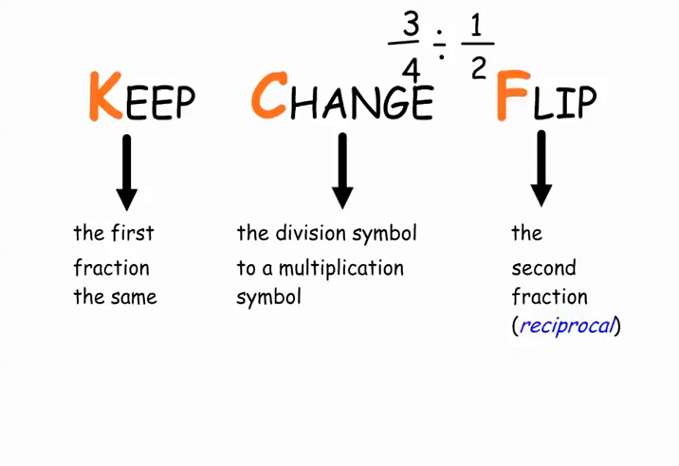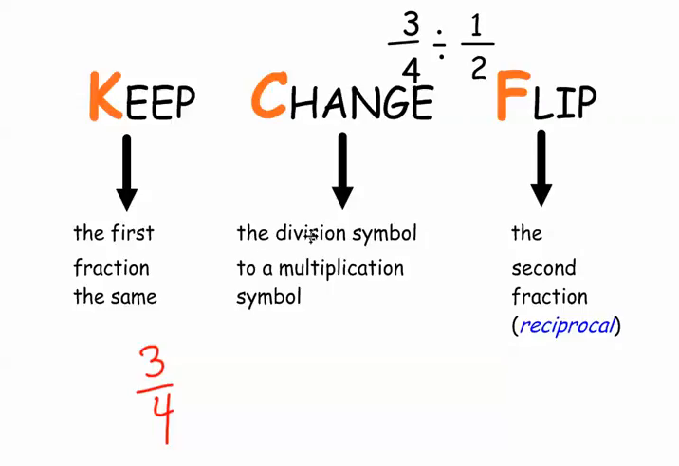All right, this is what you need to know here. Keep, change, flip. In order to solve a division problem, these are the rules that we follow. Keep, change, flip. So the first fraction, you're going to keep it exactly the same. So 3/4 divided by a half. The first fraction, you're going to keep the exact same.